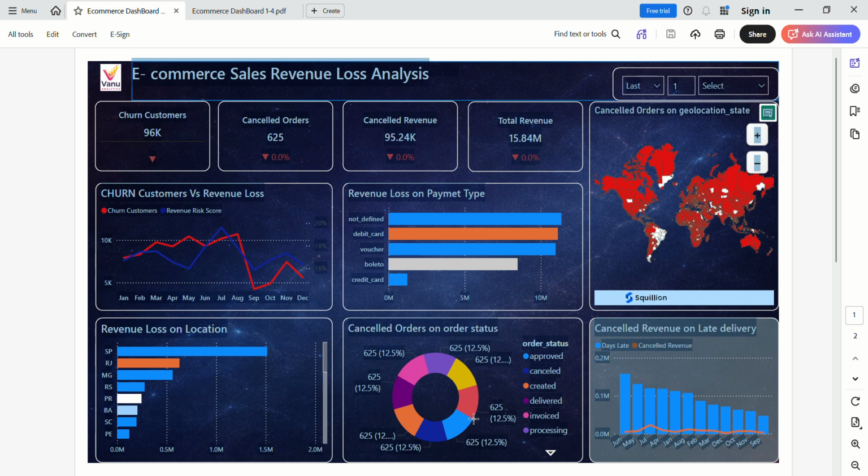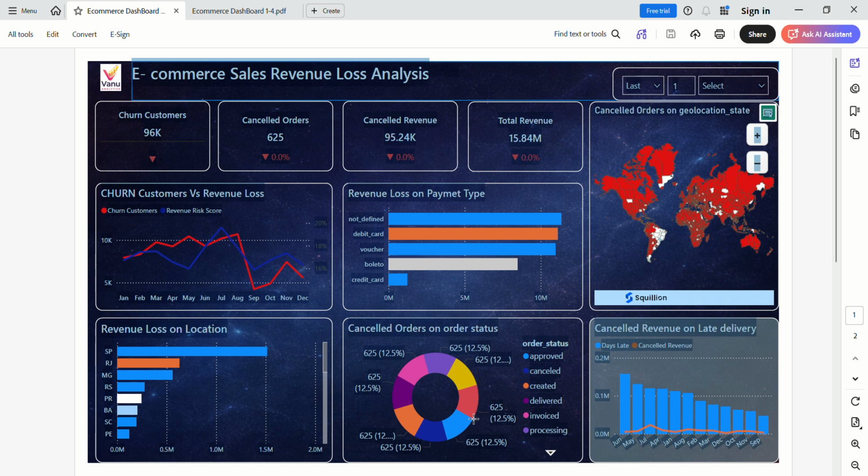Again, this dashboard is developed by Vanu Analytics. This dashboard is designed for e-commerce sales revenue loss and how it is going. The revenue's hidden losses: what is the root cause of the hidden losses? So we can see here, this dashboard is explaining about the churn customers.